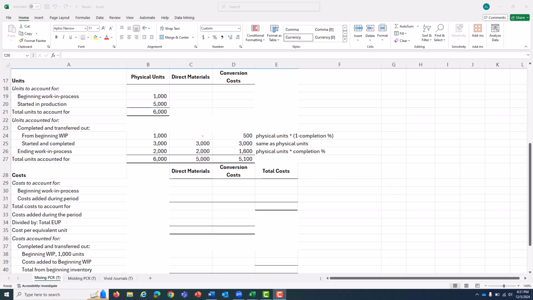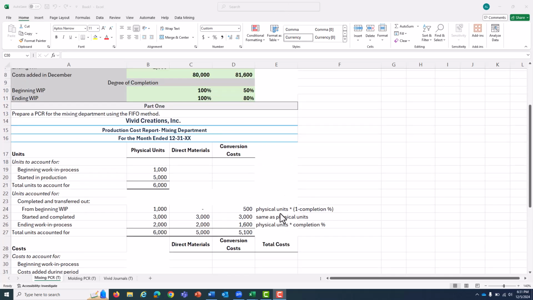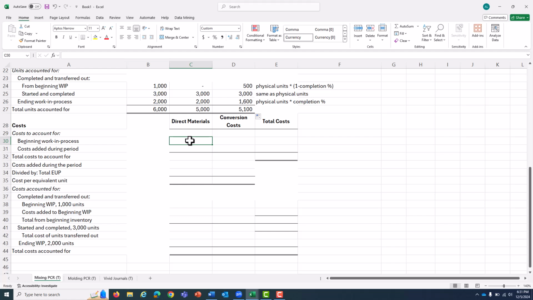Now that we've completed the unit section of Vivid Creations mixing PCR, we can move on to the cost section. The first thing we got to do is figure out what amount of cost we are going to have to account for. Well, what cost was put into units during the period? We have that information up on top. Some of it is going to be what was already committed in beginning WIP, and some of it is going to be what we added during the period.